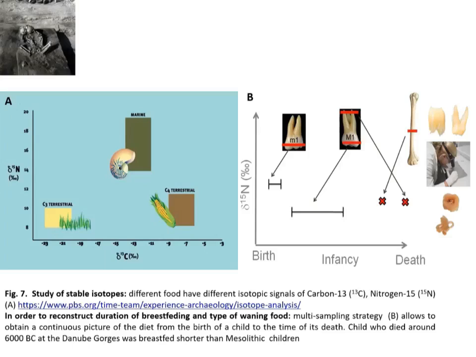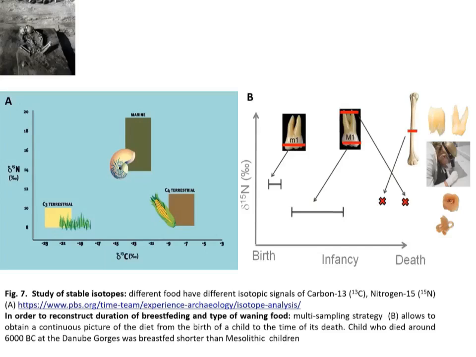This multi-sampling strategy makes it possible for us to detect what the mother of the child who died at the age of 4 and was buried at Lepenski Vir around 6000 BC was eating during pregnancy, and we estimate that her nutrition during pregnancy was based mostly on aquatic food, the same as the nutrition of the mother of the newborn baby who was buried at Lepenski Vir at the same time.